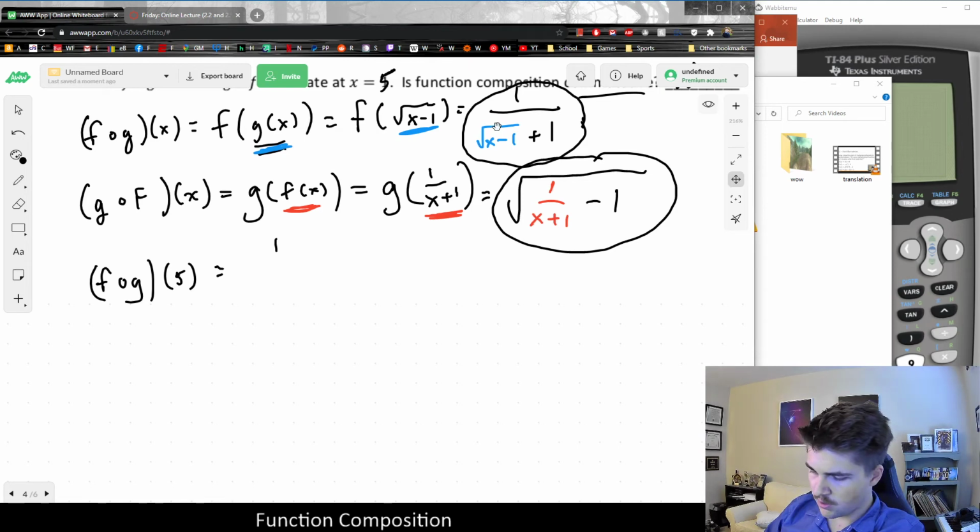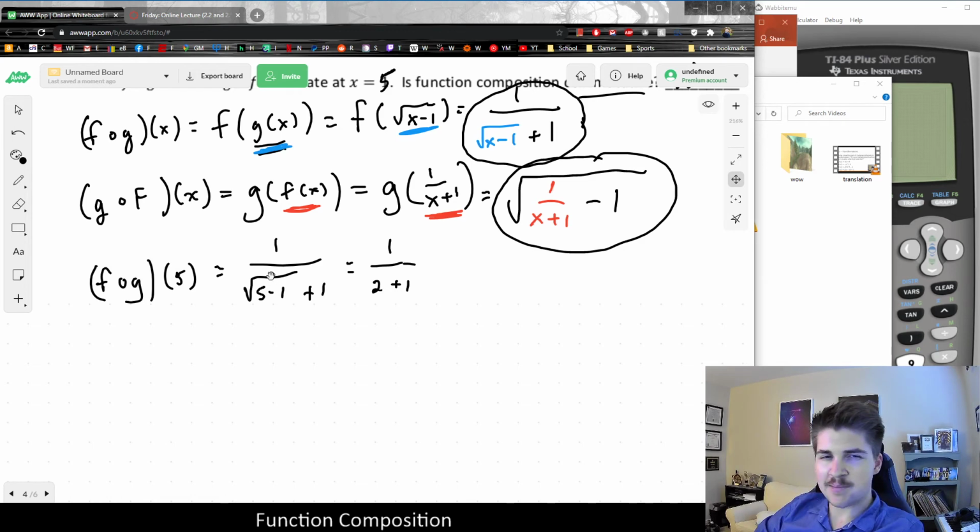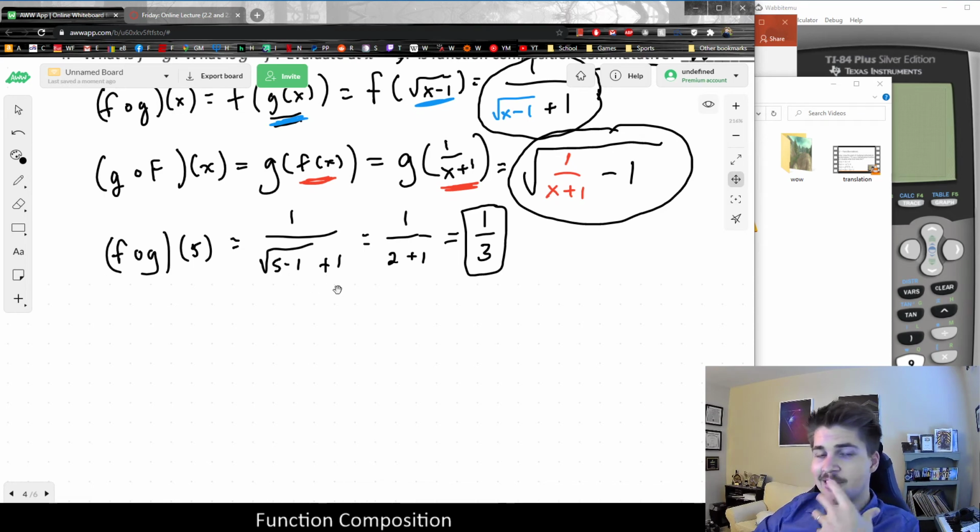So I would have 1 over the square root of 5 minus 1, plus 1. But that would just be 1 over 2 plus 1, because that's the square root of 4. We already did this math a few videos ago. And in the previous video, what we had is like 1/6 times 2, or 1/6 plus 2, or 1/6 minus 2, something like that. But notice that it's quite a bit different here, because when I'm chaining them together, I actually get 1/3. It's not just an arithmetic combination of the two. They're chained together in this unique way.